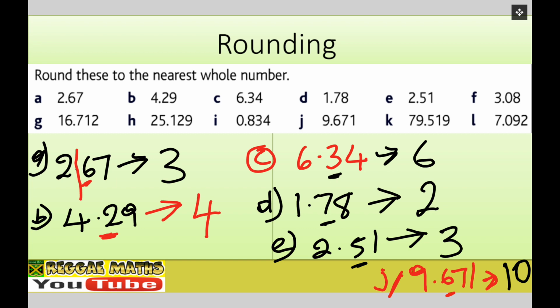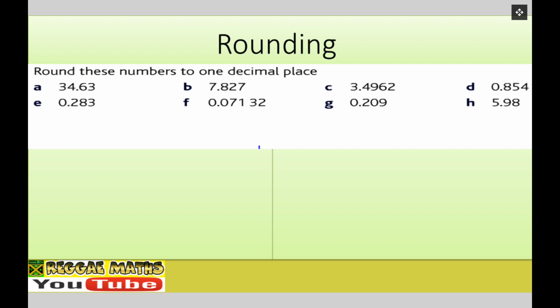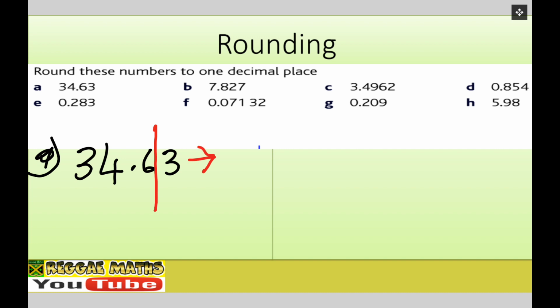So it's very important you understand what's going on. Round to 1 decimal place. So we need 1 decimal place in our answer. To write the first one out, A, you've got 34.63. So this has 2 decimal places. So for 1 decimal place, I'm putting the line between the first decimal place and second decimal place. Looking at the 3 here, this is 34.6.